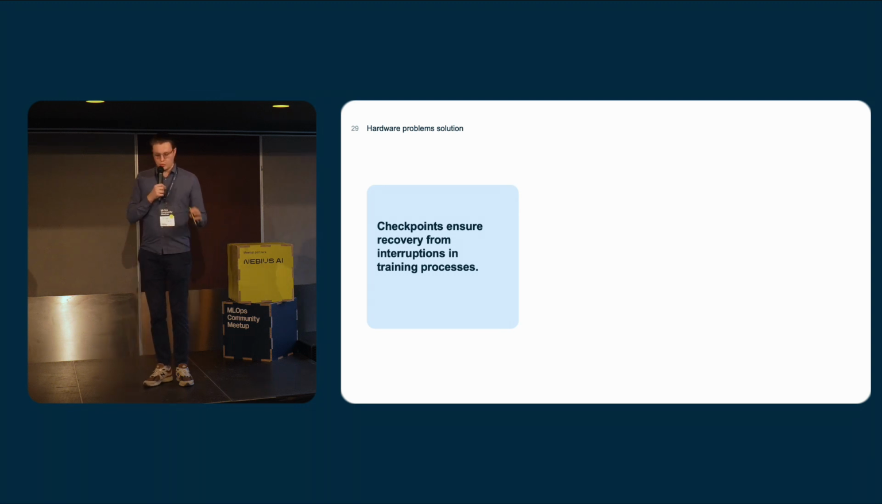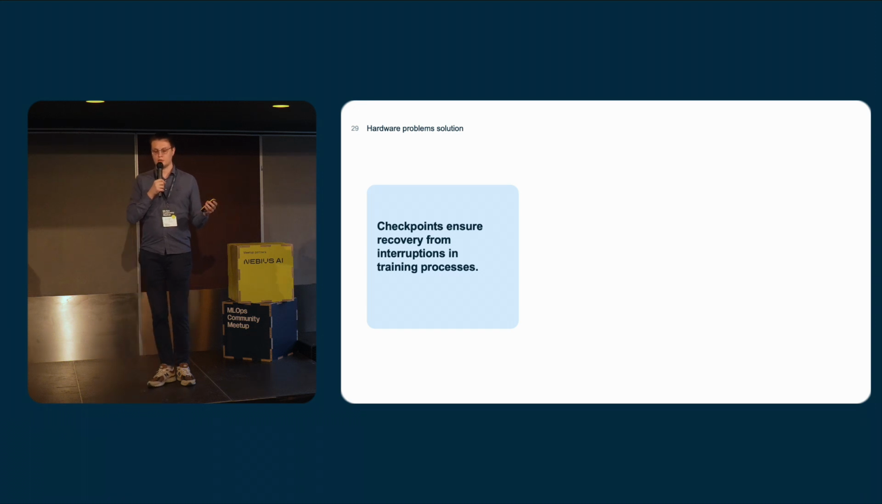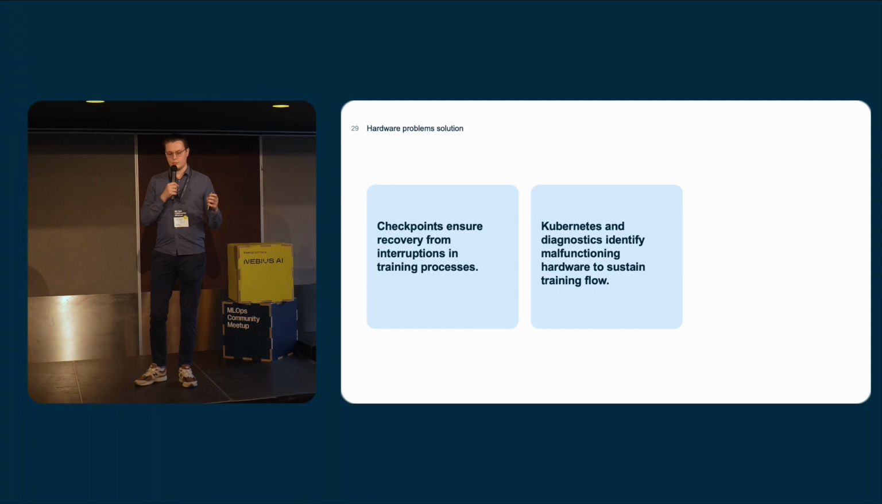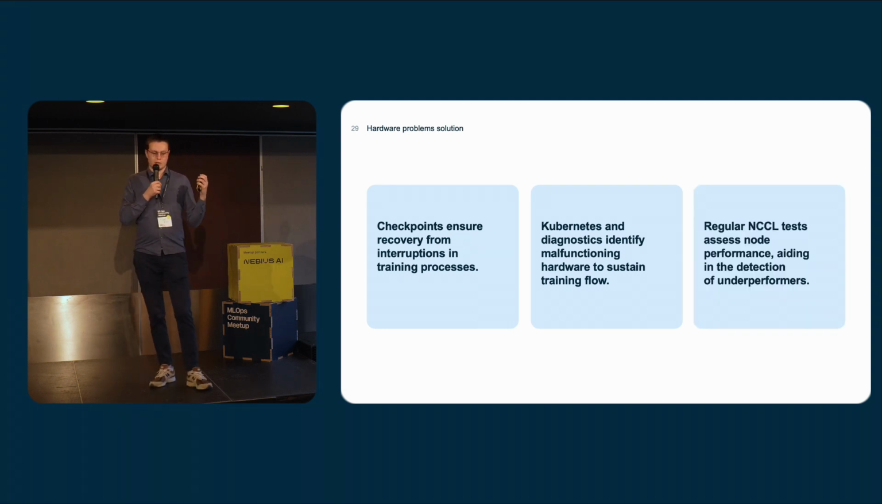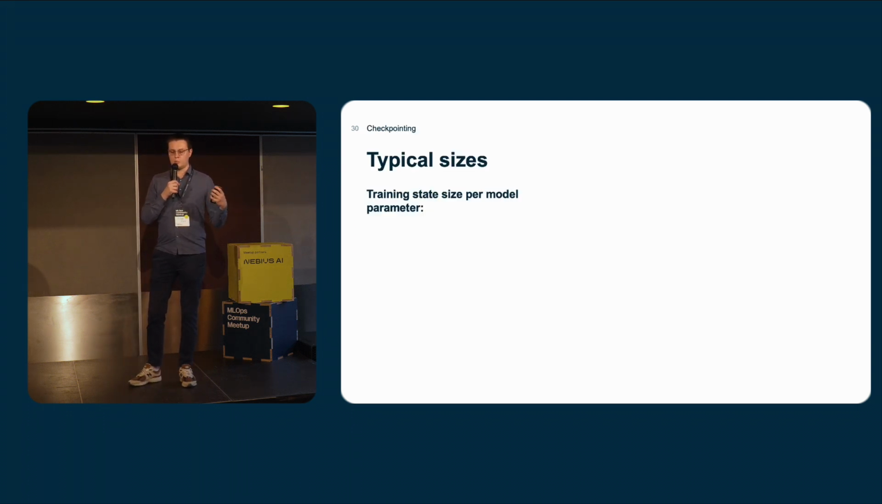So to quickly sum it up, we are using checkpoints to ensure recovery in case of any failure. We use Kubernetes and some basic diagnostics mechanisms to disable completely broken nodes, and we are using regular NCCL tests to disable slow performing nodes.